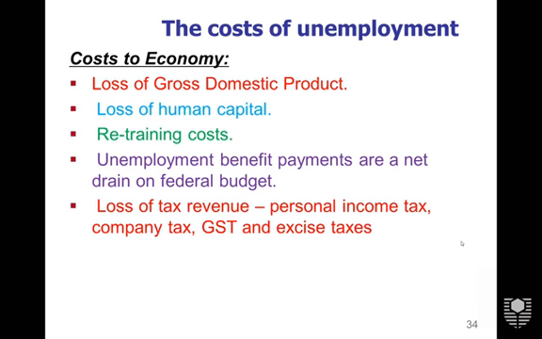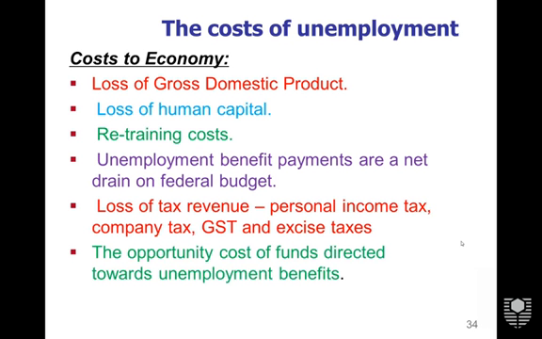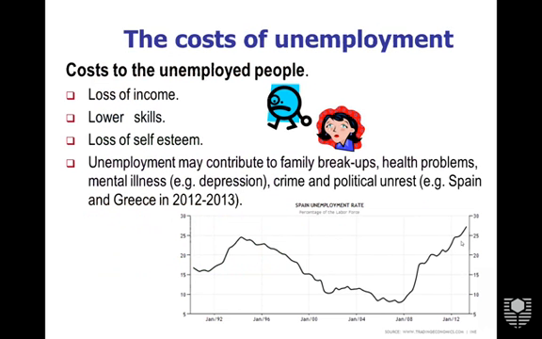Loss of tax revenue. If 5% of the population is not working, that means we have less tax revenue from those 5% of people. And there is an opportunity cost, because the funds that the government has to use for unemployment benefits could have been used for some other purposes.